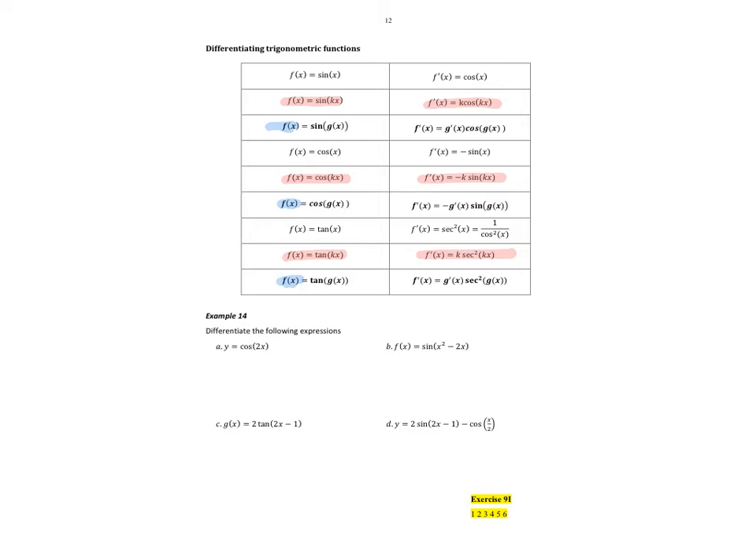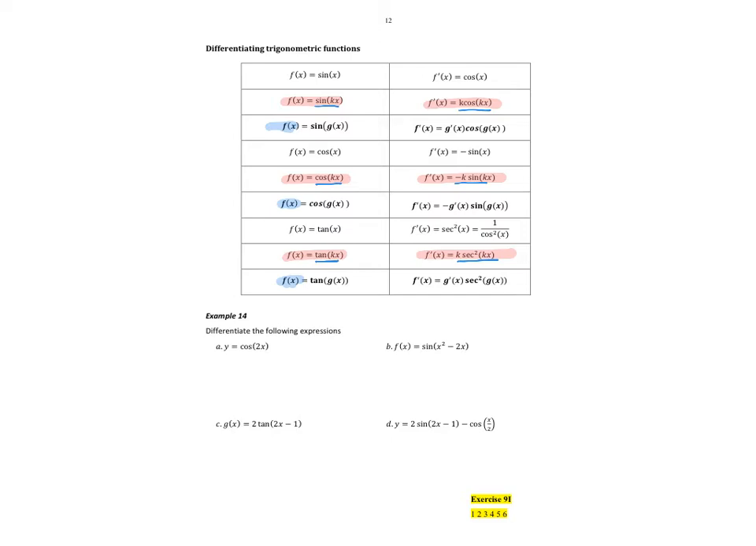The derivative of sine gives positive cos, but the derivative of cos turns into negative sine. All right, so there's my positive cos, and cos becomes negative sine. Sine is just cos. All right, tan becomes sec squared. Now we may not have seen that function much before, and we don't really deal with it.